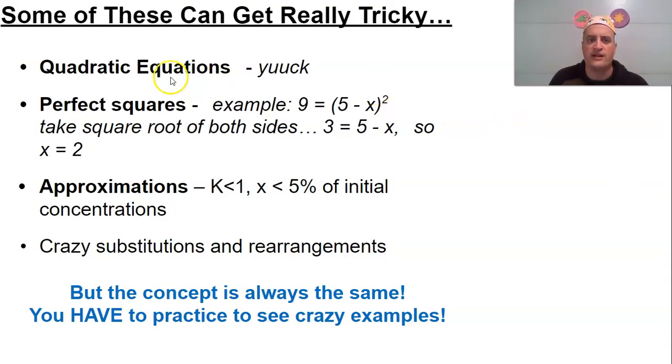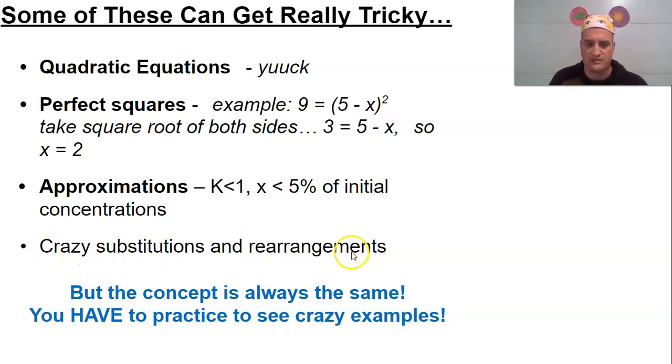So like I said, quadratic equations, yuck. Sometimes there's perfect squares. So if you have something like 5 minus x squared, boom, you can take the square root of both sides. Now you can totally determine it. Other times you have approximations. When K is less than 1, when your x is less than 5% of the initial concentrations. There's definitely some you do in Pearson that do it this way. There's also great examples in Pearson that show these as well. These are probably going to be more common than not on the AP exam, but not necessarily.